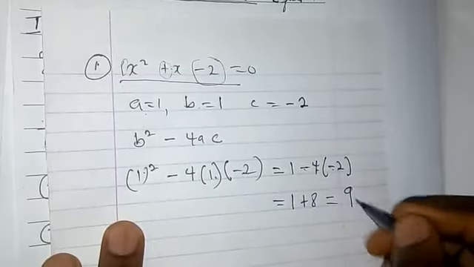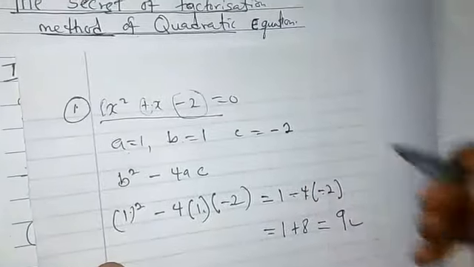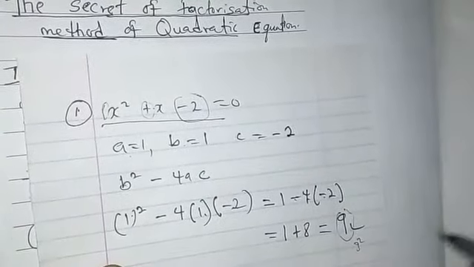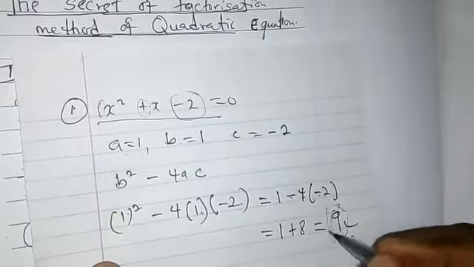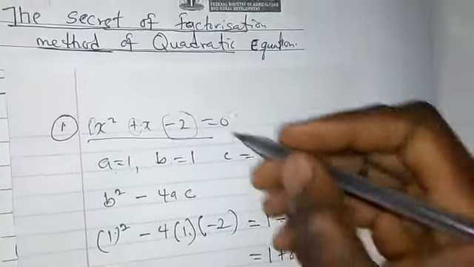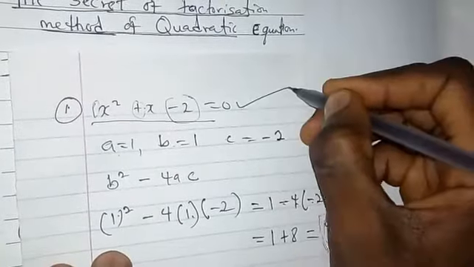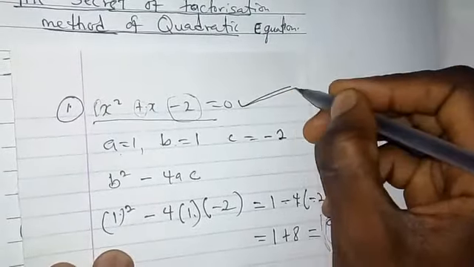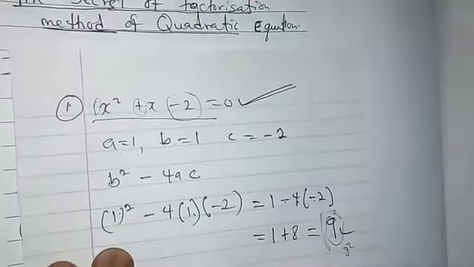Then it is 9. So 9 is a perfect square number, because you can write 9 as 3 raised to the power of 2, and the root of 9 is 3. That means you can factorize this quadratic equation. You use the factorization method, you get your answer, you get the roots of this quadratic equation.